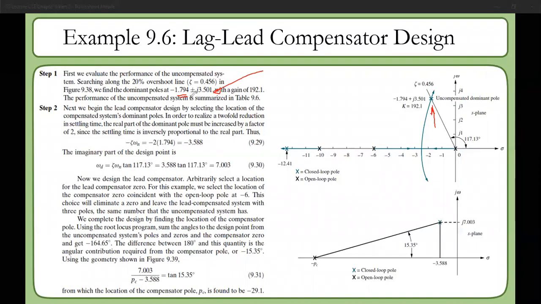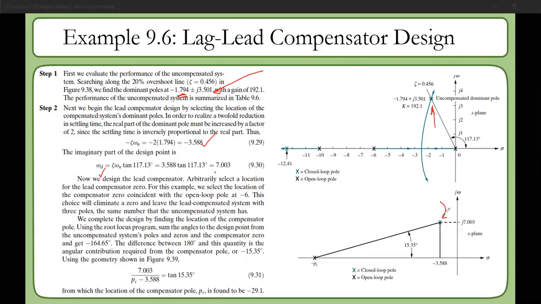So the settling time has to be half. Basically this value has to be doubled. So this is what is making it double. Then you can find the corresponding value of omega d. So we find the new location, and this is our new location.